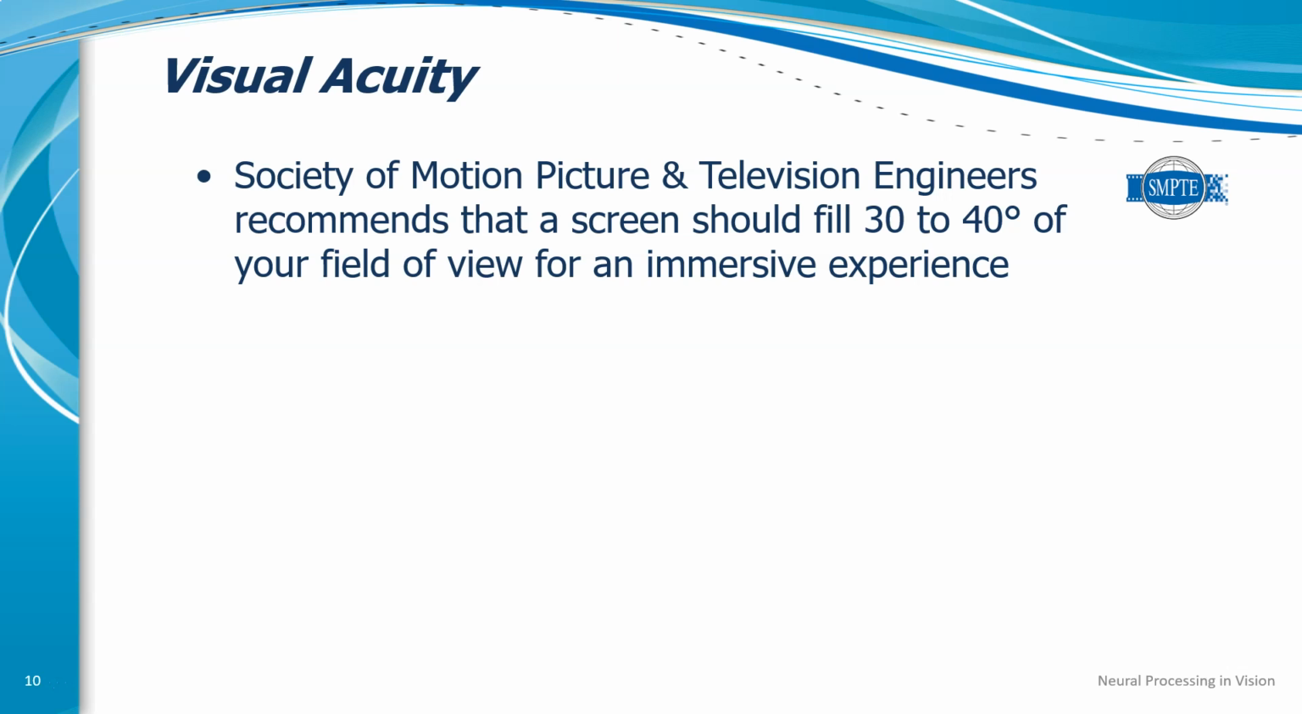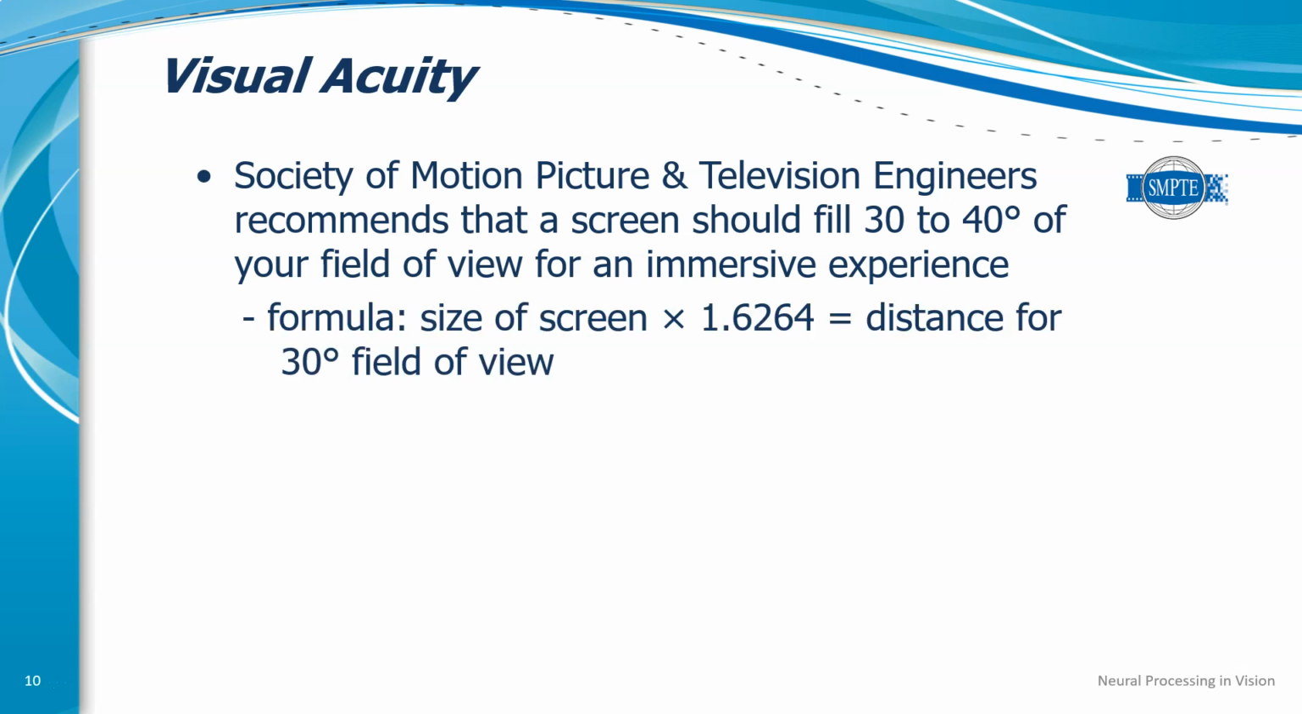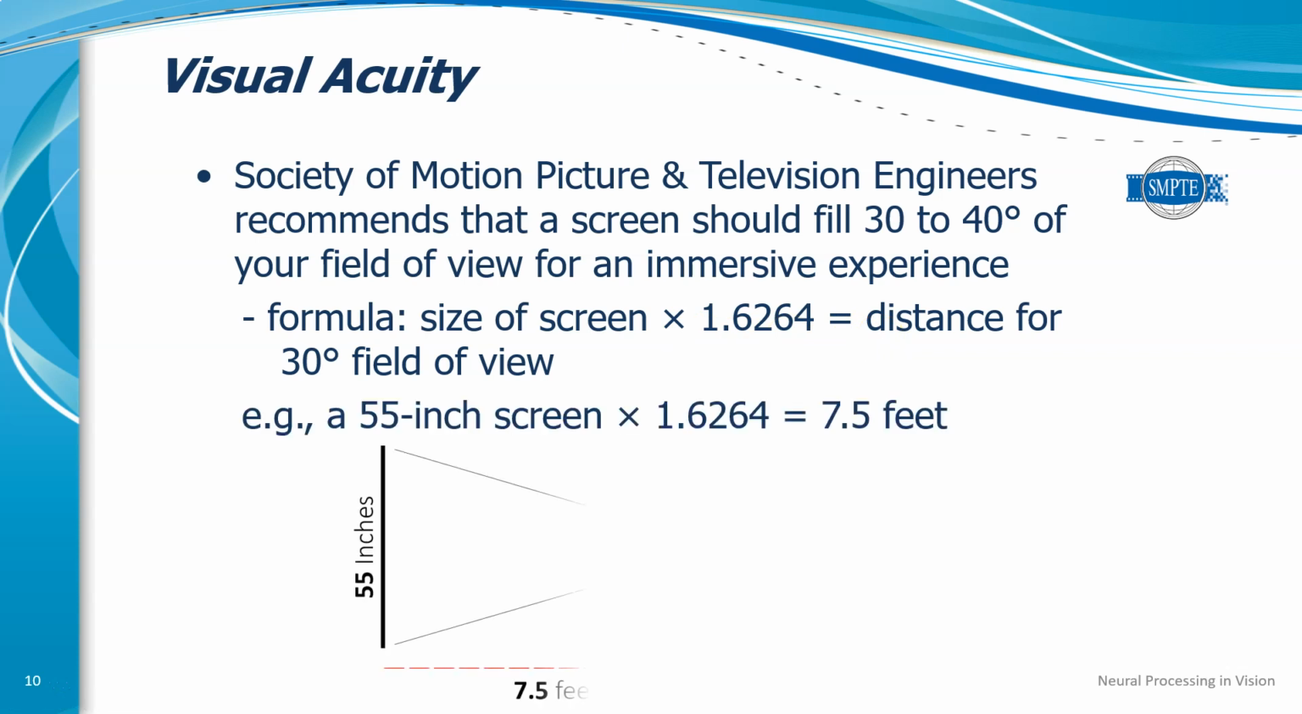So how do you know? Time for some math. Okay, here's the formula. You take the size of the screen, and when you buy your TV, it'll give you the size, usually in inches. You multiply that by this value, and this will give you the distance for a 30-degree field of view. So, for example, a typical screen size is 55 inches. Multiply that, and it's about 7.5 feet. This will give you a 30-degree field of view.